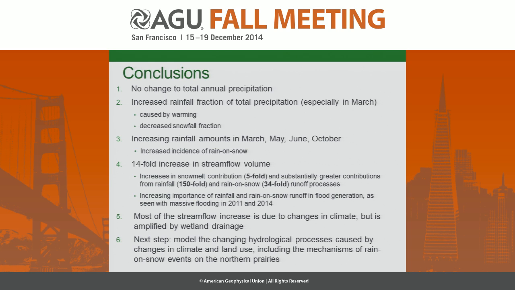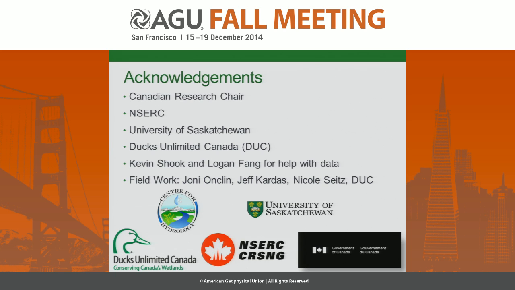So most of this change in streamflow is due to changes in climate, but the magnitude of the change may be influenced by that wetland drainage I briefly discussed. So the next step for this project will be to model those changing hydrological processes caused by the changes in climate and in wetland drainage, and especially the rain-on-snow floods, as it can cause massive widespread flooding on the Canadian prairies. Thank you.